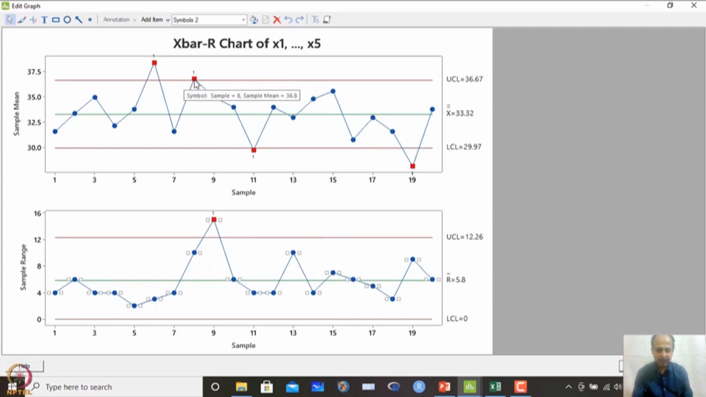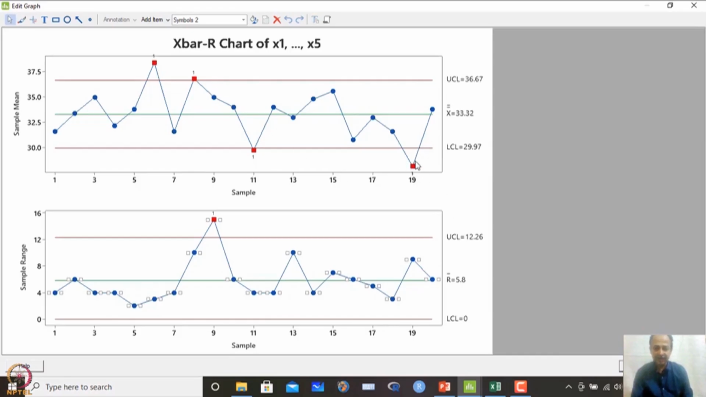And this is sample number 8. So, sample number 6, 8, 9, and then we have sample number 11, and this is sample number 19. So, all these, 1, 2, 3, 4, 5 points, have gone outside like that. Okay. So, in this case what happens is that this is unnatural.